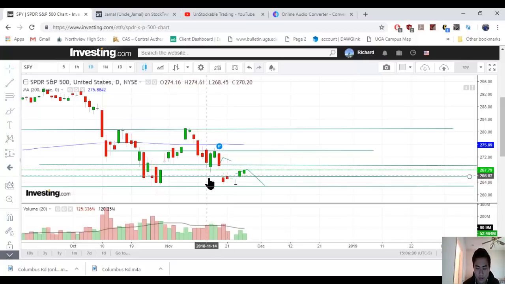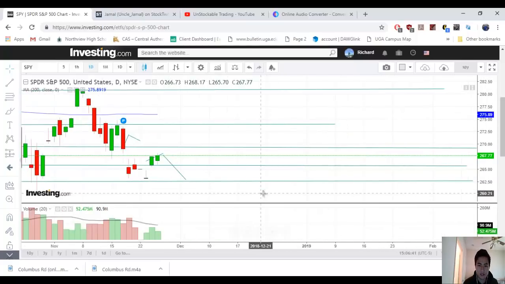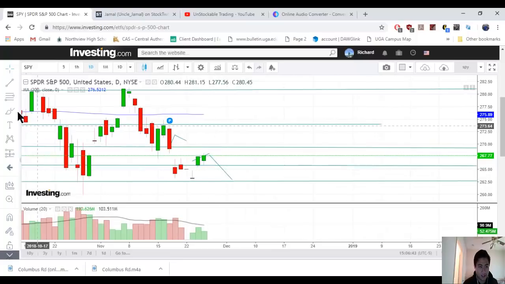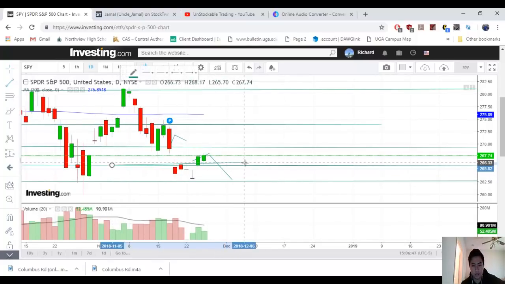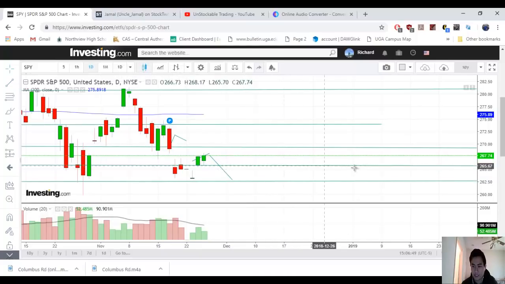So the next immediate resistance we can see is 269. So how do you tell a support? A support, if you look at this, bounced, bounced, bounced, bounced. So this is a nice support right here at 262. But the immediate support for today, I'm looking at right here. So this one here, 265, this is the 266 area.